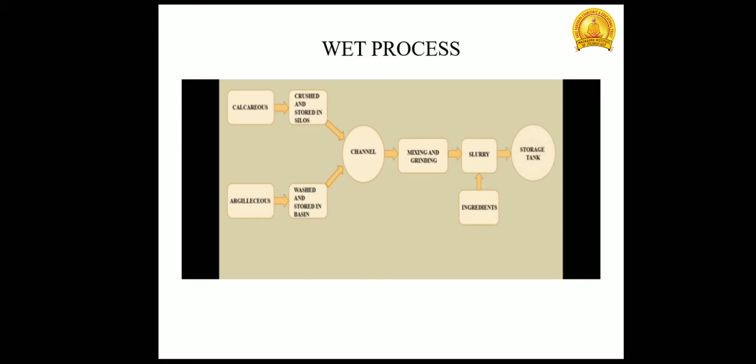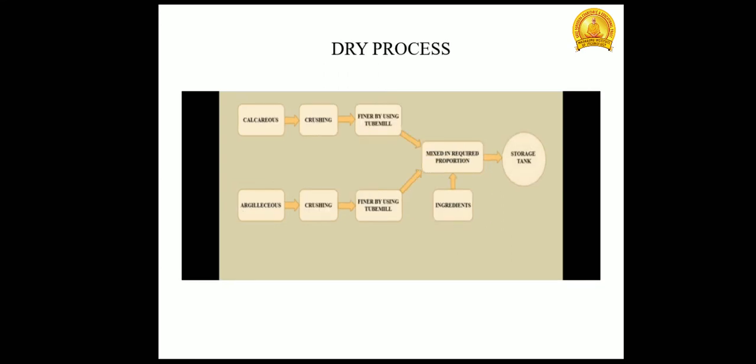So to that slurry we will add the ingredients, and then we will store it in the storage tank. This is the initial stage of manufacturing of OPC, or the cement, in the wet process. Next we will move on to the dry process.